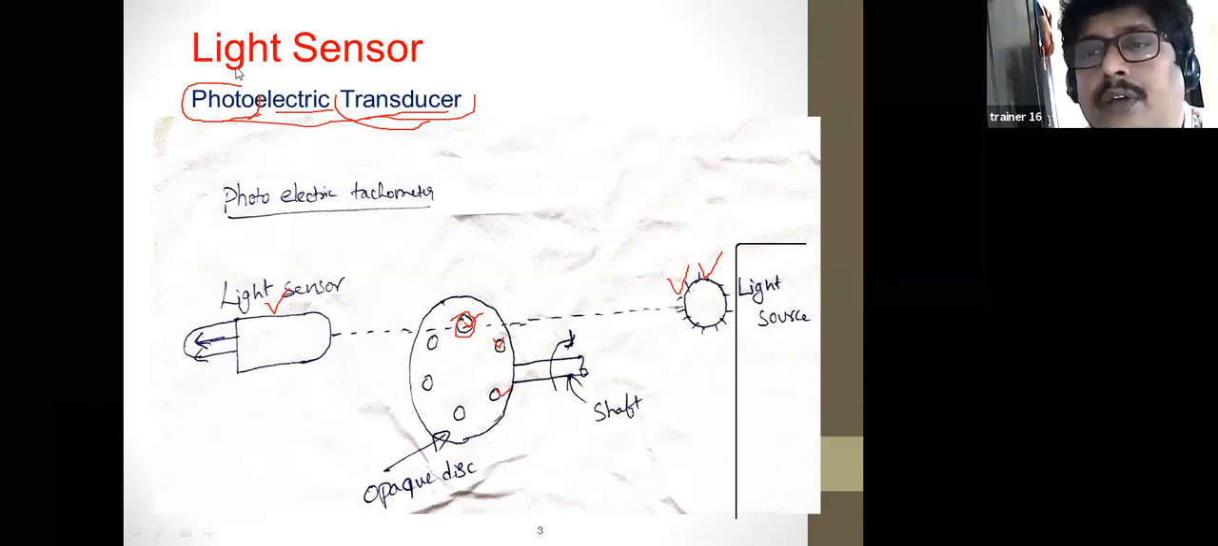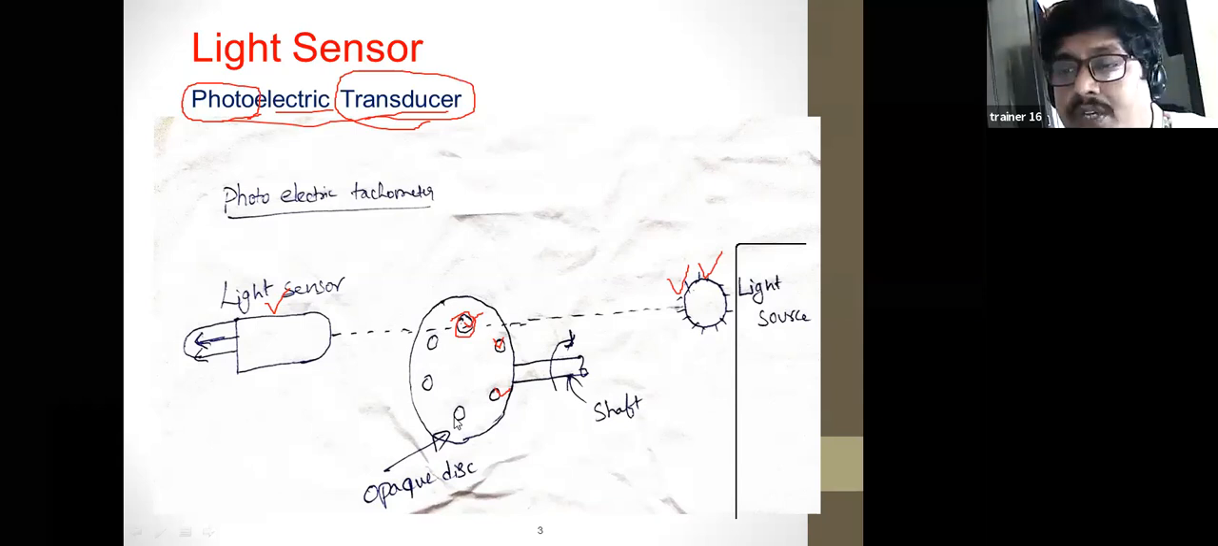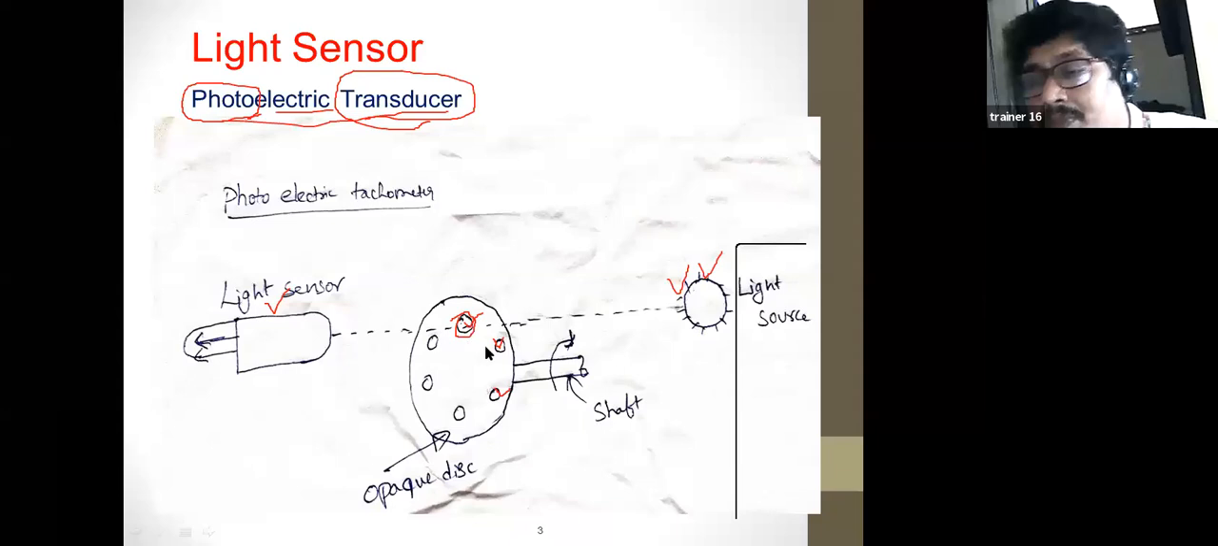Again I'm repeating, all of you listen carefully. Here we have to measure the speed of the shaft. So an opaque disc is mounted on the shaft whose speed has to be measured. And then on the periphery of the disc, circular holes are arranged. The number of these circular holes is constant, for example, 7 circular holes or 8 circular holes on the opaque disc.